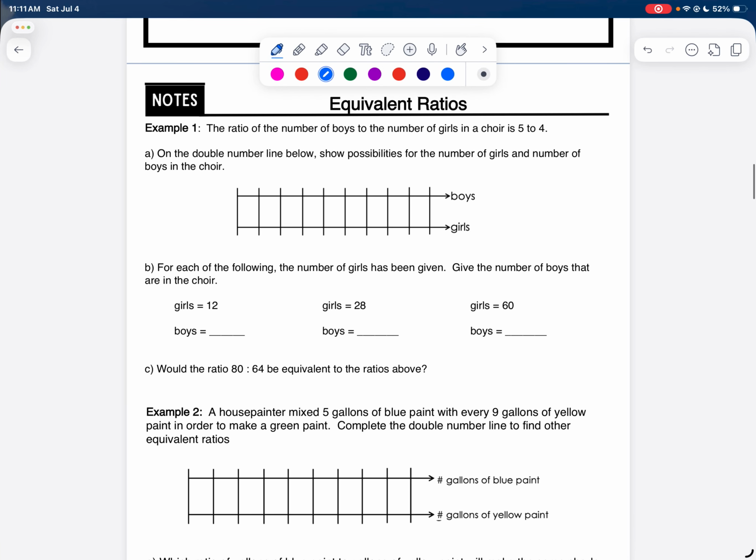In today's lesson, we will be exploring equivalent ratios. Now, in previous lessons, we have been using tables to represent equivalent ratios. In today's lesson, we'll be using a double number line.